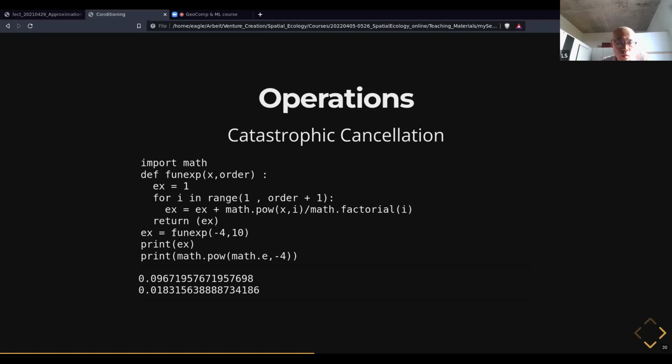Then I calculate, all right, if I put x as -4 into order 10, I calculate the result like this. Or if I use the math library, which directly calculates this relationship, I got something else. So why is there a discrepancy?